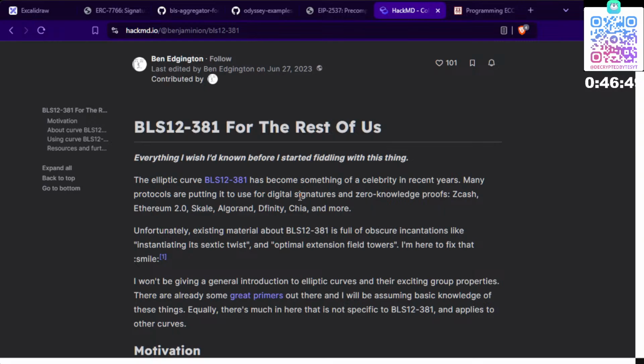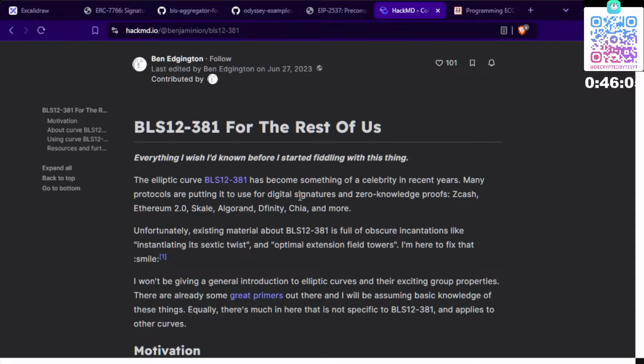BLS12-381 for rest of us. Everything I wish I knew before I started fiddling with this thing. Thank you. I should have read this ages ago. The elliptical curve BLS12-381 has become something of a celebrity in recent years. Many protocols are putting it to use for digital signatures and zero knowledge proofs: Zcash, Ethereum 2.0, Skale, Algorand, Dfinity, Chia, and more.